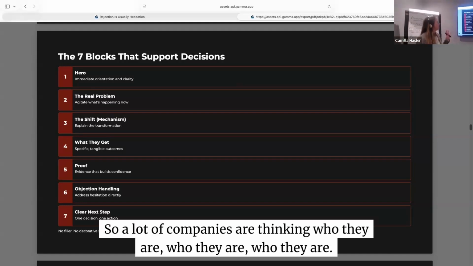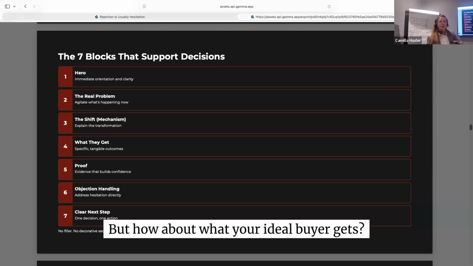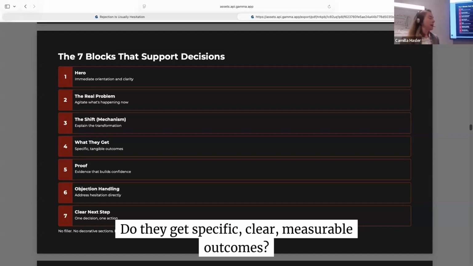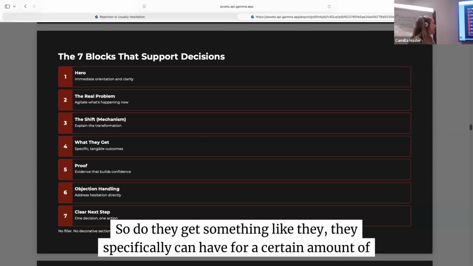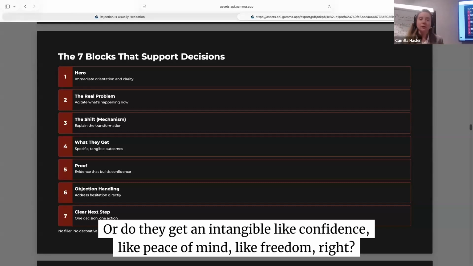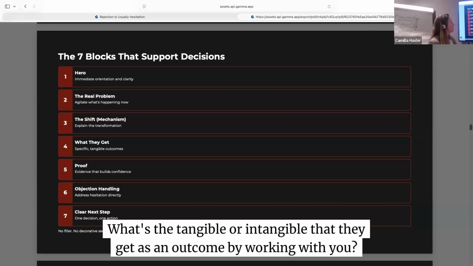Number four, what they get. A lot of companies are thinking who they are, who they are, who they are. But how about what your ideal buyer gets? What exactly do they get? Do they get specific, clear, measurable outcomes? Like we said earlier, do they get tangibles, something they can specifically have for a certain amount of time, physically? Or do they get an intangible like confidence, peace of mind, freedom? What's the tangible or intangible that they get as an outcome by working with you?